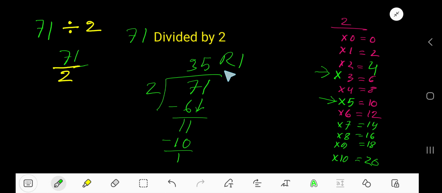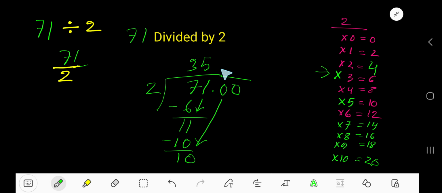If you want to convert your answer to a decimal, what will you do? Just put a decimal point here and add 0. Bring down the first 0. 2 goes into 10 how many times? 5 times, right? 5.